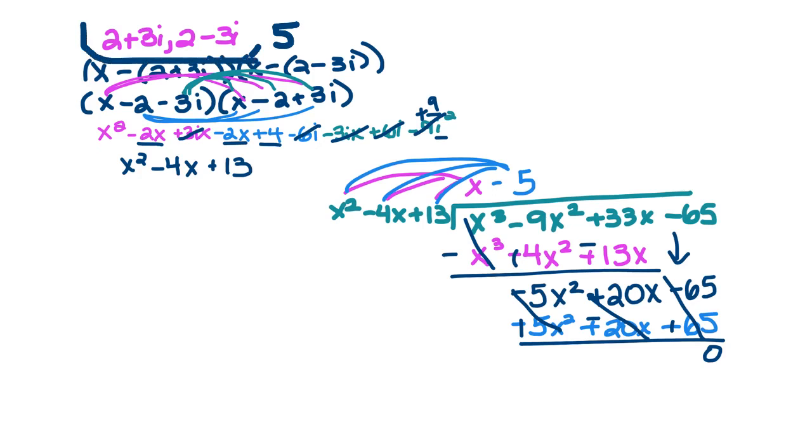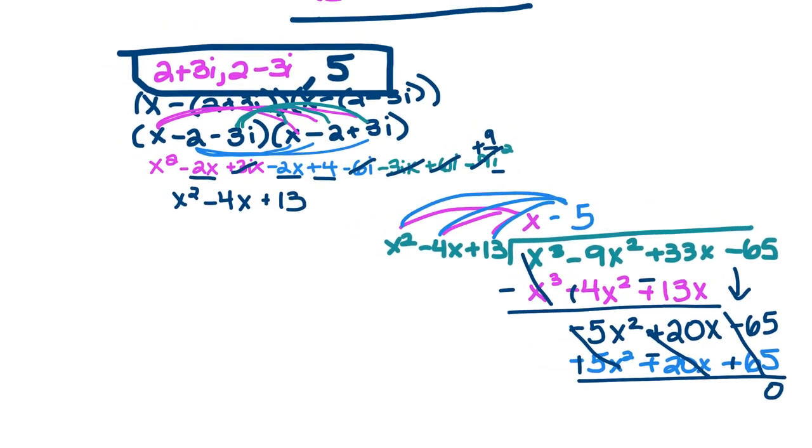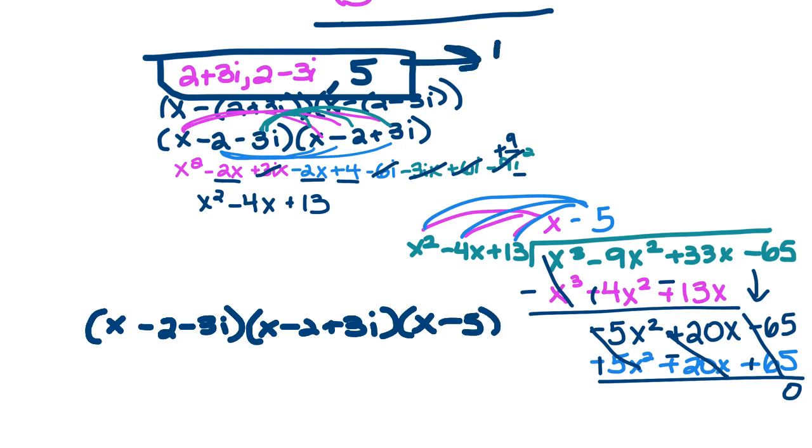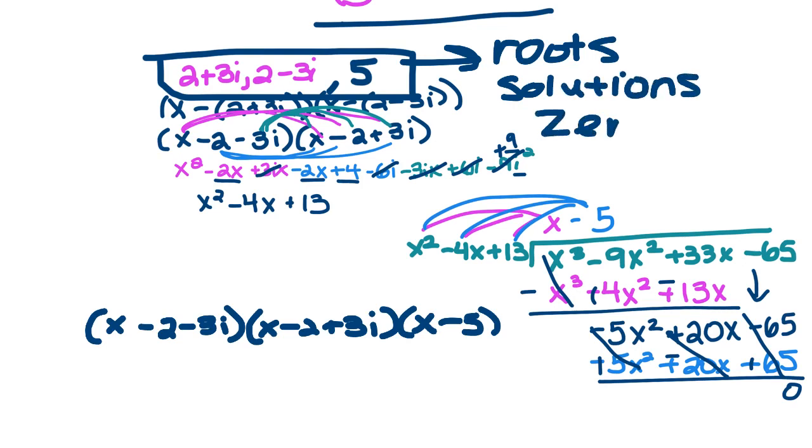So if it wants you to just give the roots, I would solve that x minus 5, setting it equal to 0, and then list it with the original root and its complex conjugate. If it asks for you to write it as a product of linear factors, that's where it would go behind the x. So I would get x minus 2 minus 3i, x minus 2 plus 3i, and then x minus 5. So again, this would be for roots, solutions, zeros. That would be the terminology there. And this would be for a product of linear factors.